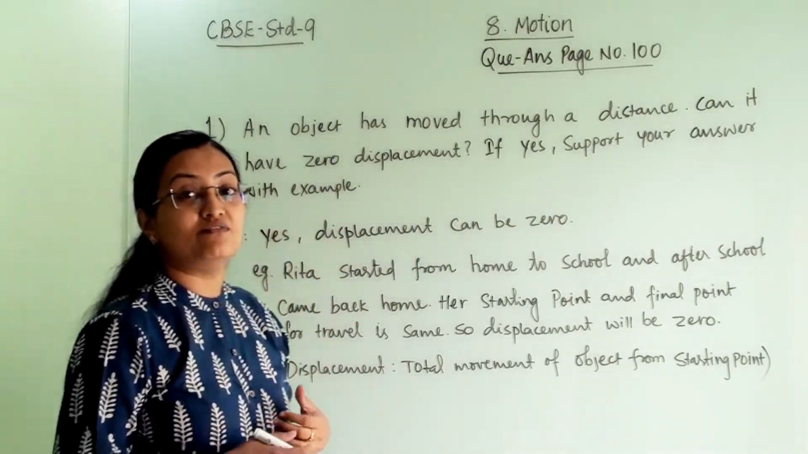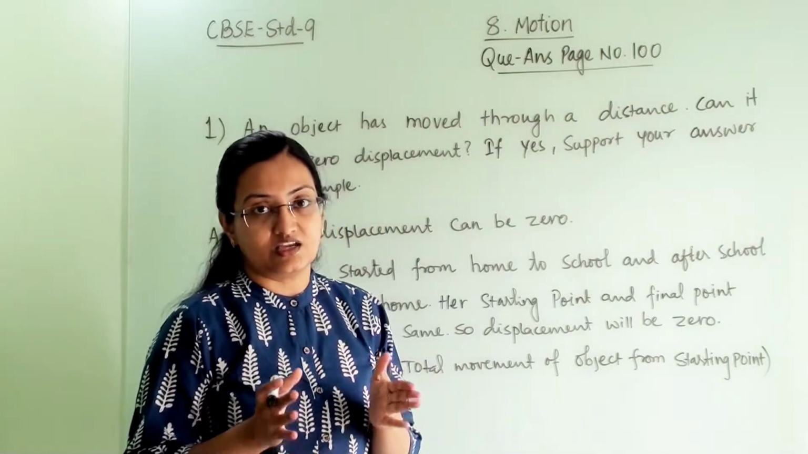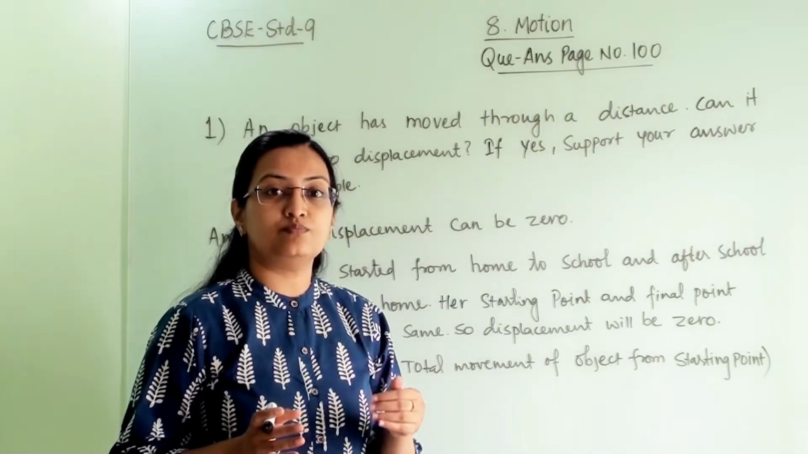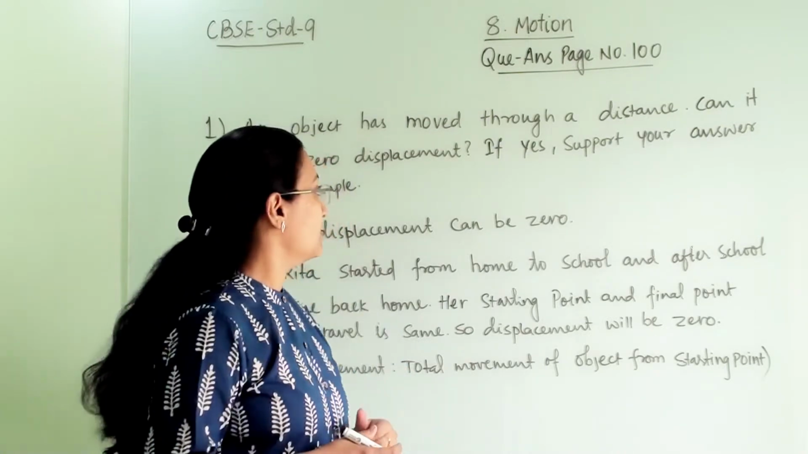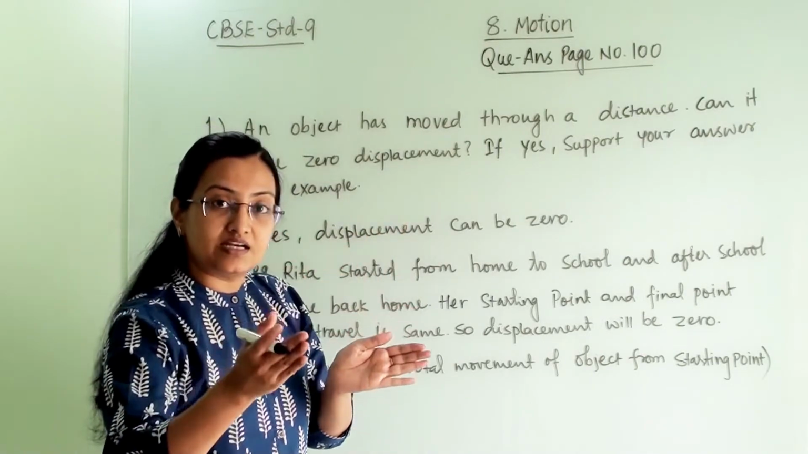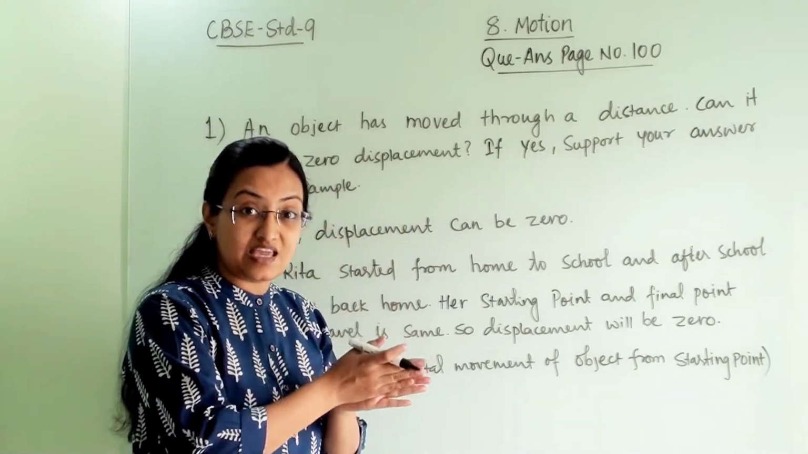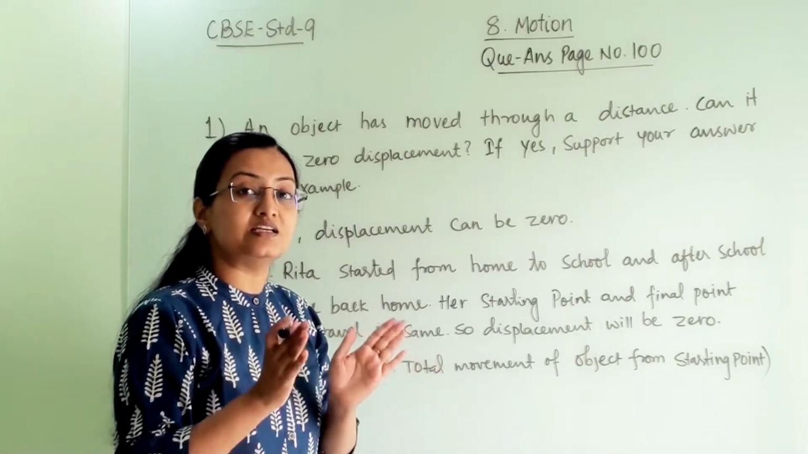So earlier we have learned in a video of displacement and distance. If you have doubt in this concept, please go through the description. I have posted a link into that. Now, if an object is traveling a certain distance and coming back to the same point from where it has started, then total displacement is zero.